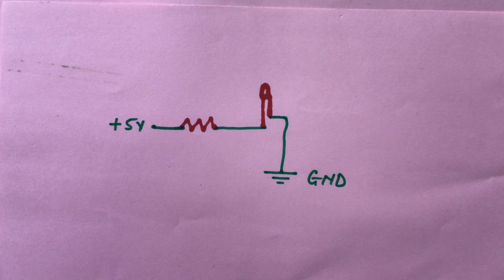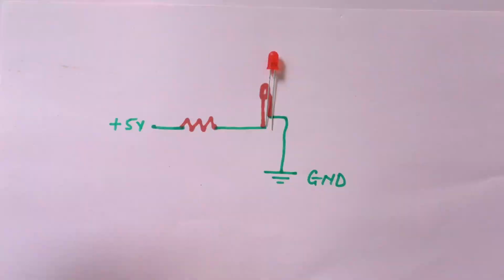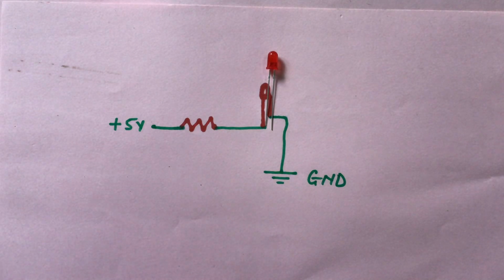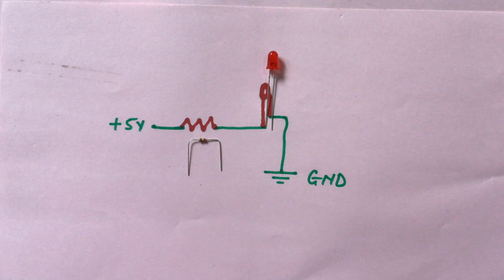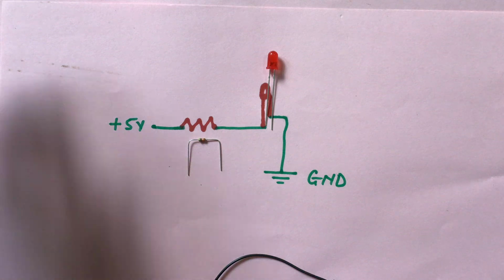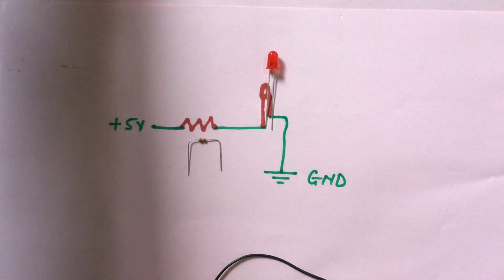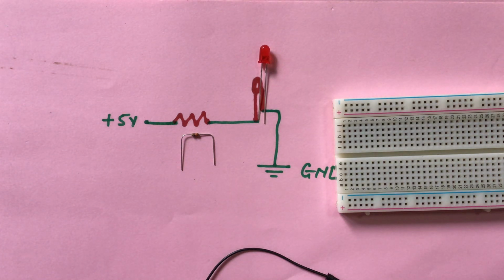Welcome again, and in this video we're going to have more details about the LED, the light emitting diode. We're going to have more details about the resistor. We are going to explore the use of jumper wires, and we are also going to explore the use of the breadboard in coming up with a simple circuit which I have just drawn.